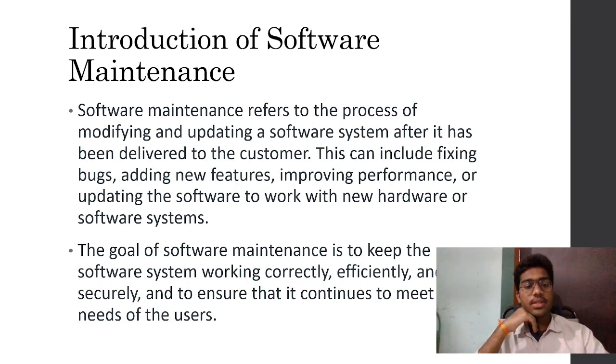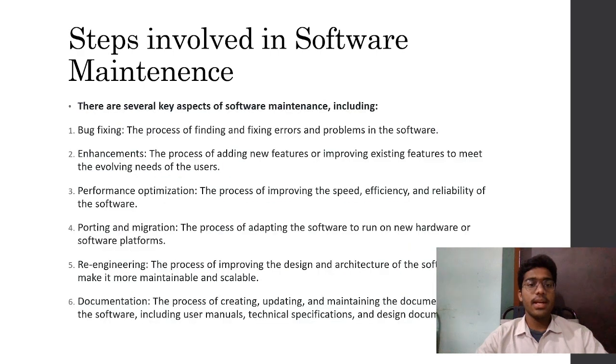This can include fixing bugs, adding new features, improving performance, or updating the software to work with new hardware or software systems. The main goal of software maintenance is to keep the software system working correctly, efficiently, and securely, and to ensure that it continues to meet the needs of the users. So that's all about maintenance.